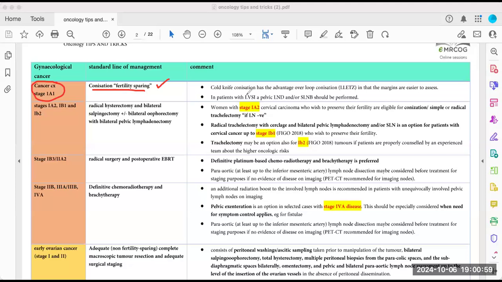And if the patient is found to have involvement of the lymph nodes or even lymphovascular invasion, then sentinel lymph nodes or lymphadenectomy will be advised. Stage 1A2, remember again, stage 1A2 means that I will advise type B hysterectomy.